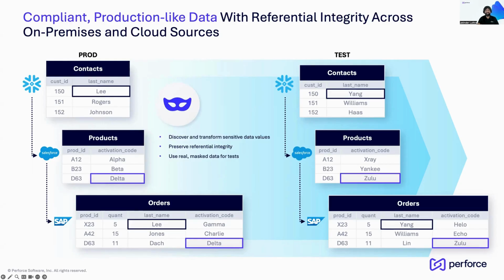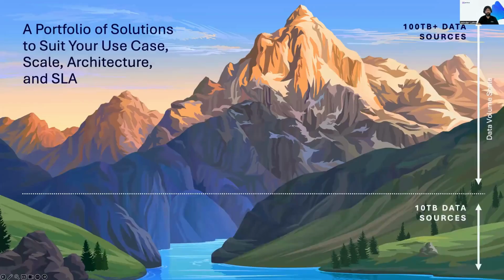Masking consistently, retaining referential integrity, means that we preserve data relationships so that the data still works for testing and analytics. As you can see, there are three different systems which have those dependencies: Snowflake, Salesforce, and SAP. And you can see here Li turns into Yang in both the CRM and ERP environments. So now you have secure, realistic test data automated in your test, AI, ML, or analytics processes.